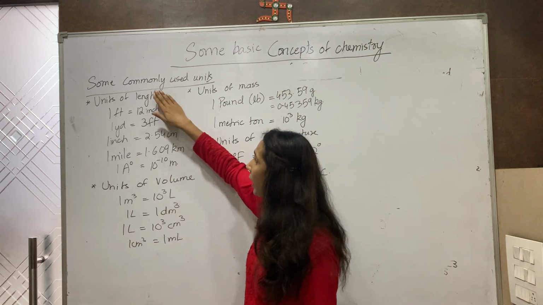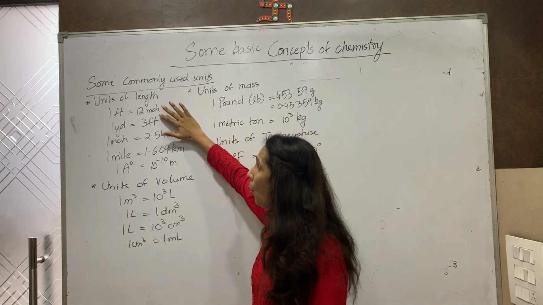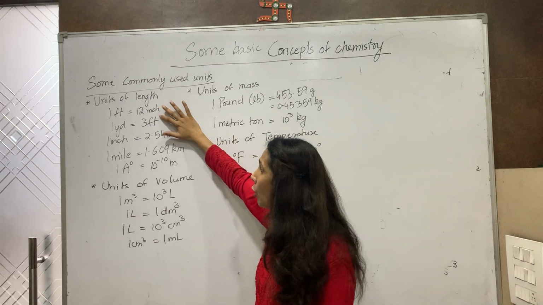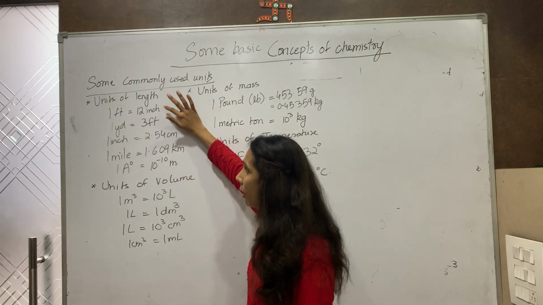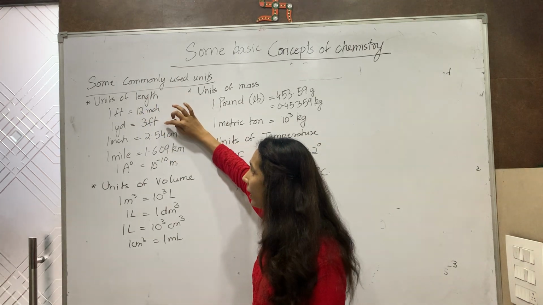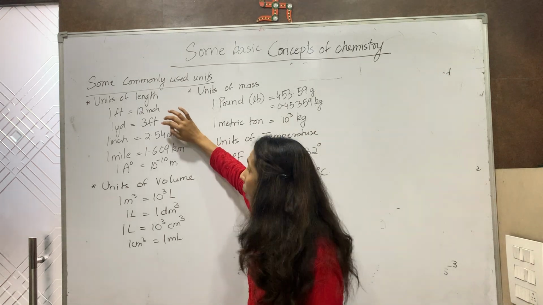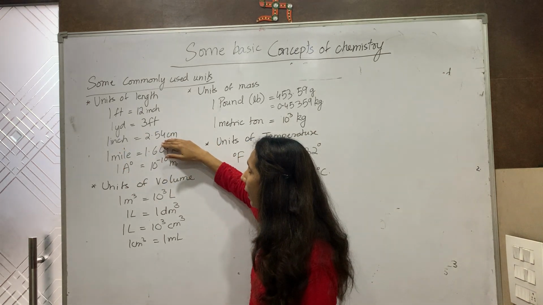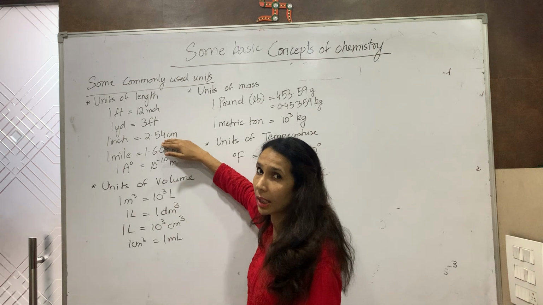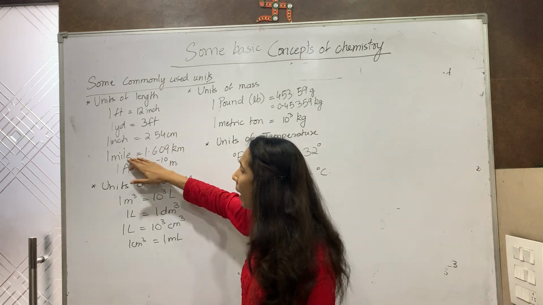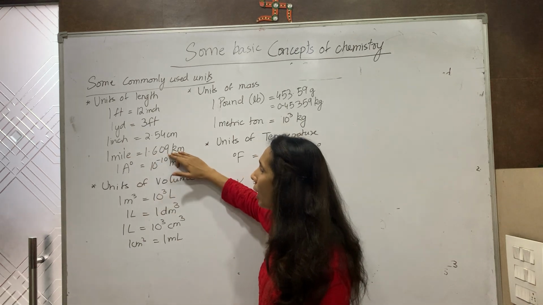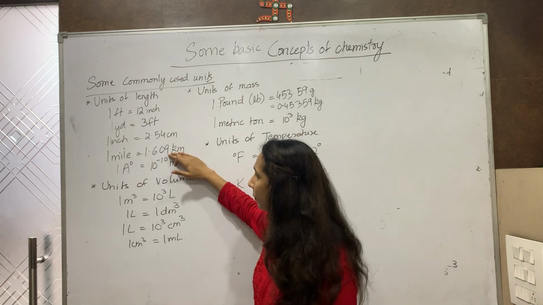So let us see the units of length. 1 feet is equal to 12 inch. Generally the piece of cloth is measured in yards. 1 yard is 3 feet. 1 inch is 2.54 centimeter. Sometimes you say, I have walked a mile. What do we mean by a mile? A mile is 1.609 kilometer.